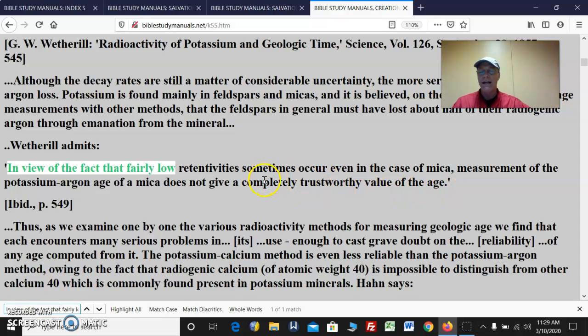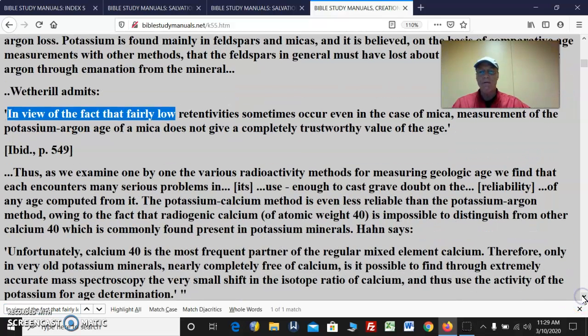In other words, the argon gas released from the radioactive potassium most of the time escapes. It's the gas. Thus, as we examine one by one the various radioactivity methods for measuring geologic age, we find that each encounters many serious problems in its use, enough to cast grave doubt on the reliability of any age computed from it.